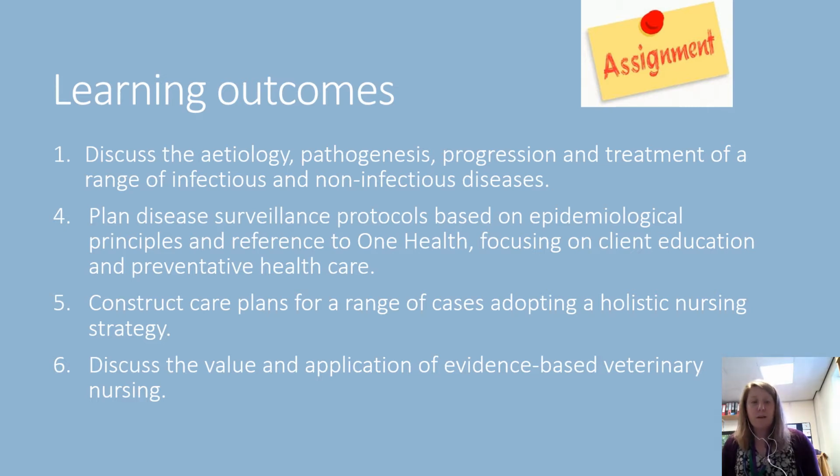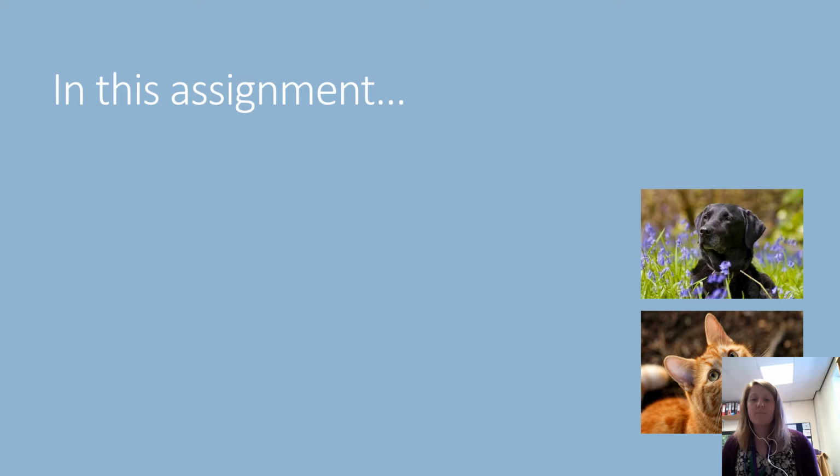Learning outcome 4, we're looking at disease surveillance protocols. This is based specifically in infectious disease, and we're asking you to look at epidemiological principles, which we'll come on to in a minute, with reference to One Health, which we'll also come back to, focusing on client education and preventative healthcare. Learning outcome 5 requires you to construct a care plan for a range of cases adopting a holistic nursing strategy, and learning outcome 6 requires you to discuss the value and application of evidence-based nursing. So let's have a look at the actual assignment, because hopefully it will show quite clearly where these learning outcomes are going to be achieved.